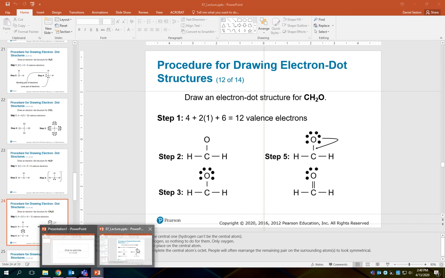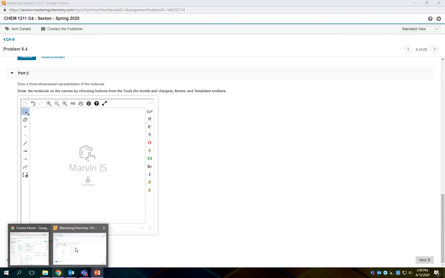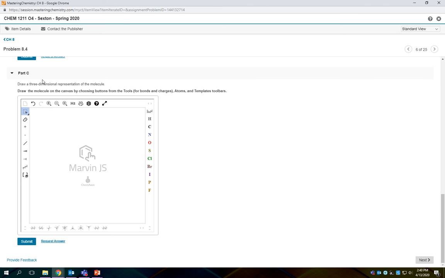Now, in the case of formaldehyde, if you follow the VSEPR rules, we can see the carbon in the middle here is attached to three atoms, two hydrogens and one oxygen, and it doesn't have any lone pairs. So this is going to be a trigonal planar molecule, and we want to reflect that when we draw the structure in this drawing tool for Part C.